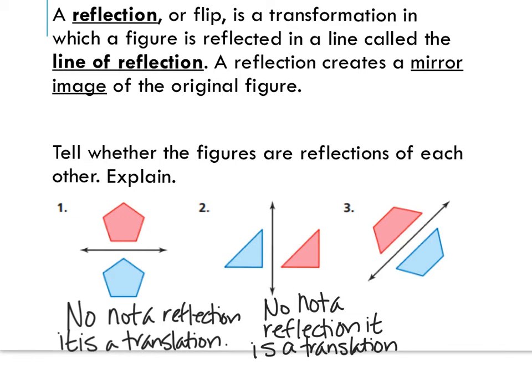Now number 3, hopefully you did notice on this one, here's my mirror, or my line that I would be folding my paper on. If I folded that paper, these 2 images would be exactly right on top of each other. They would be matching, and they would be a reflection of each other. This quadrilateral, or 4-sided figure, a trapezoid in this case, is looking in the mirror and can see that reflected or flipped image of itself over there. So yes, it is.